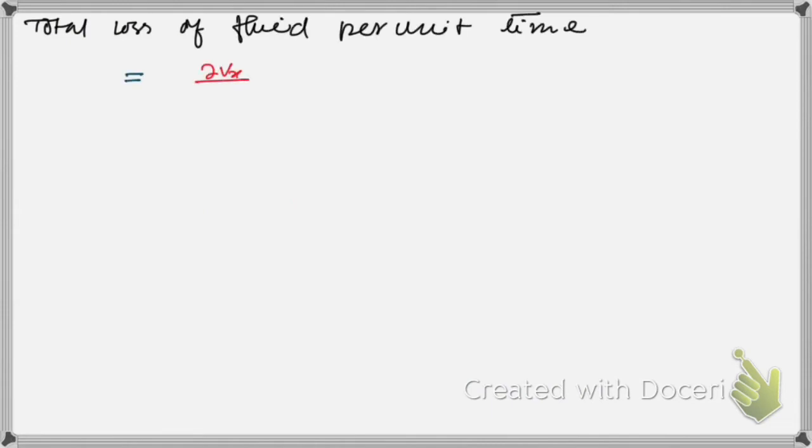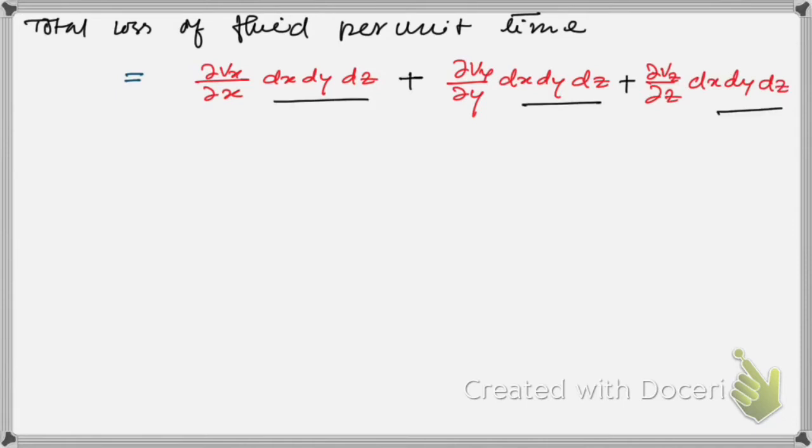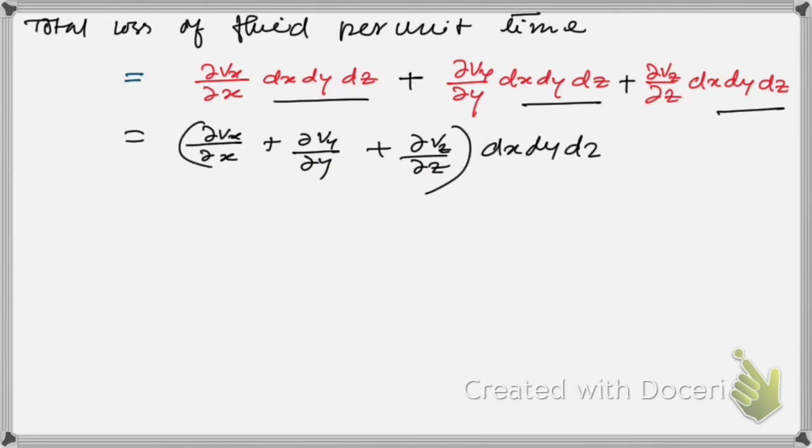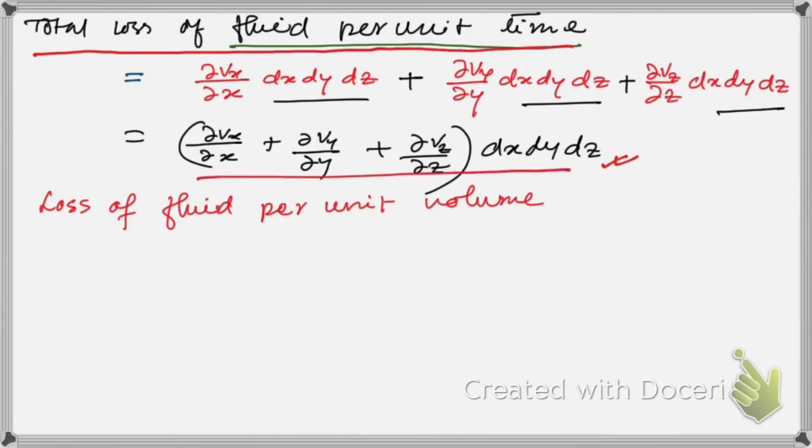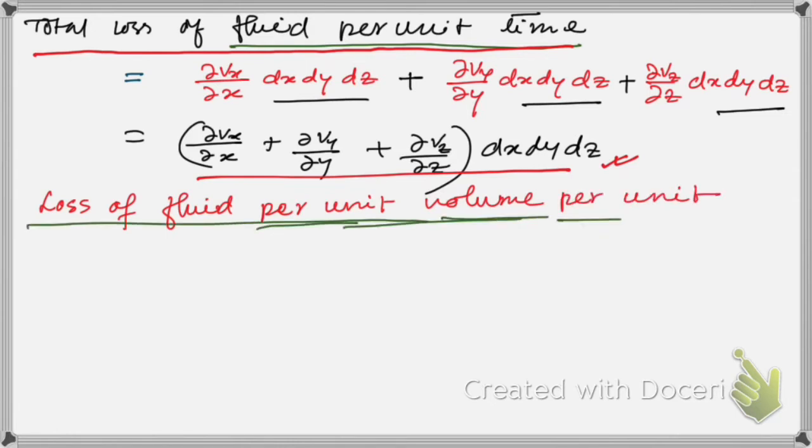So here you see, total loss of fluid per unit time, if you add the loss of fluid along all the three axes, you will get this expression, and taking dx, dy, dz common, you will get this one, right? So here you see this expression within the bracket is nothing but divergence of V, but forget about this now. So now you see the total loss of fluid per unit time is given by this expression. Now we are to find loss of fluid per unit volume per unit time.